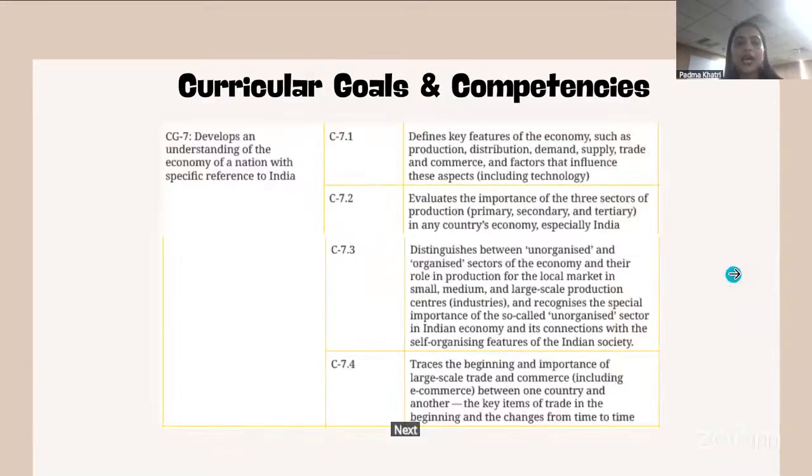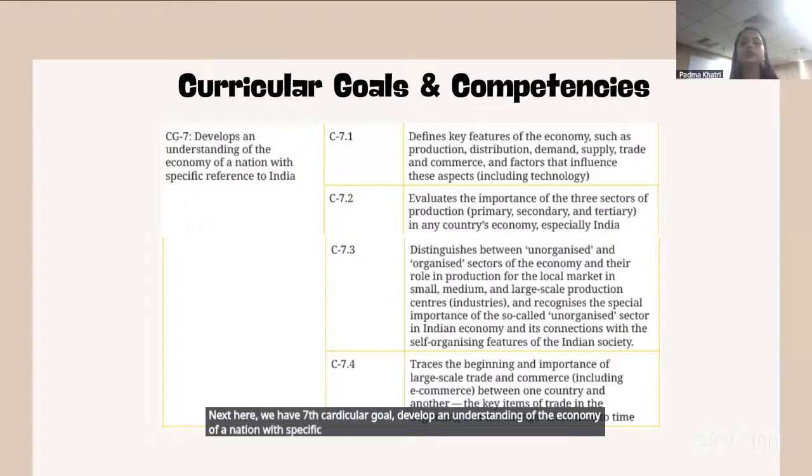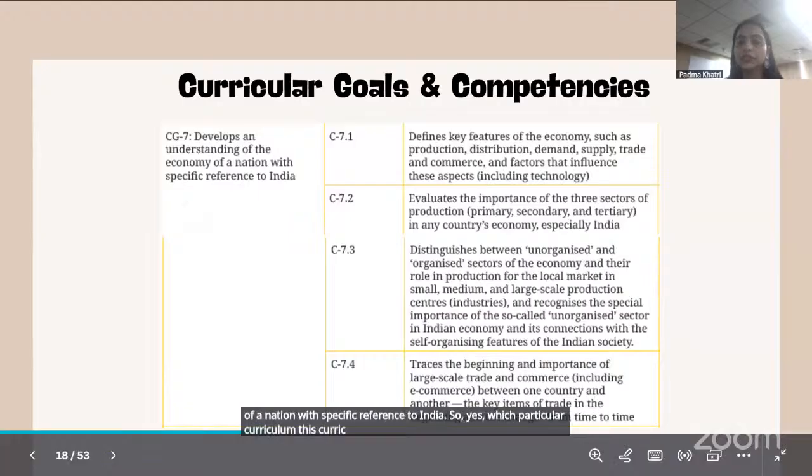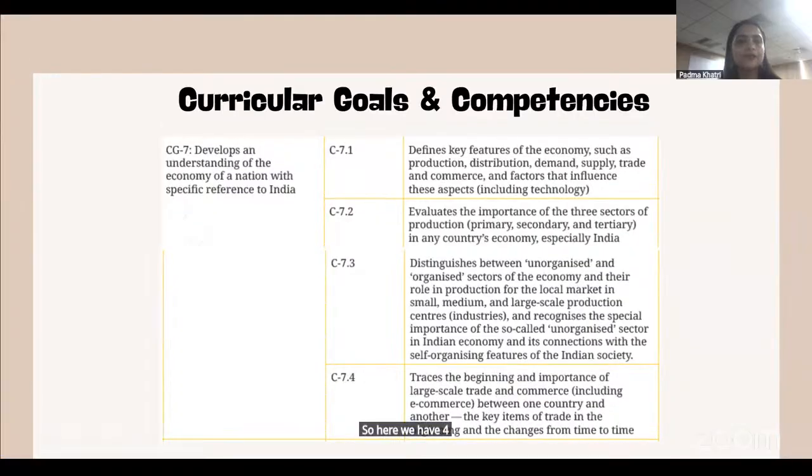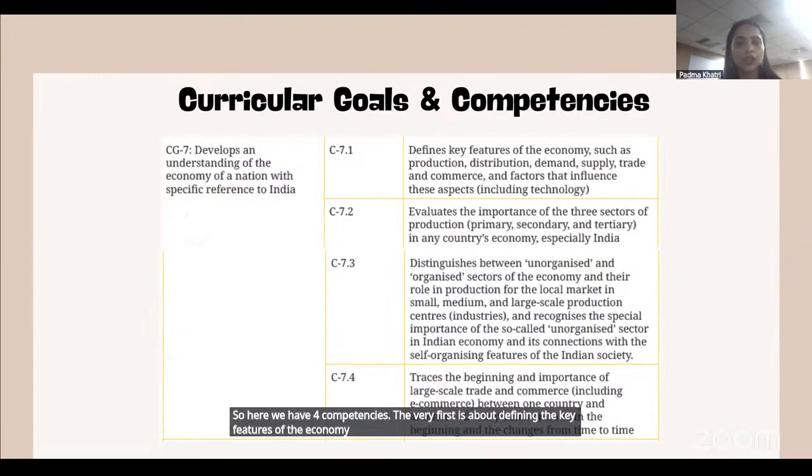Next, here we have the seventh curricular goal, develop an understanding of the economy of a nation with specific reference to India. So which particular discipline does this curricular goal deal with? Economics, correct. So here we have four competencies. The very first is about defining the key features of the economy like production, distribution, demand, supply, trade and commerce, and factors that influence these aspects.